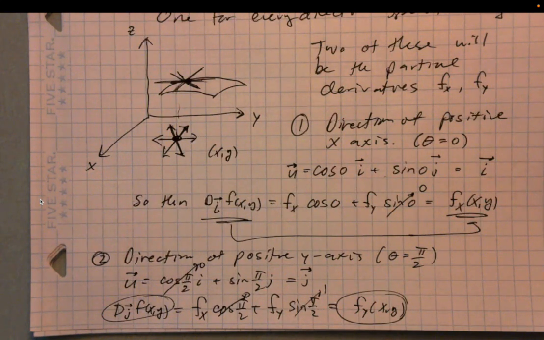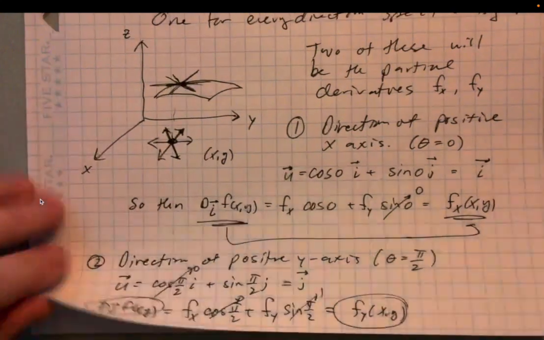Okay. All right, so we can see here clearly then that the directional derivative in these two cases is equivalent to the partial derivatives. And so we can begin to see how these two ideas are connected. Right. Okay, that's a ton of derivation. Let's do a few examples and see what these things look like in practice.